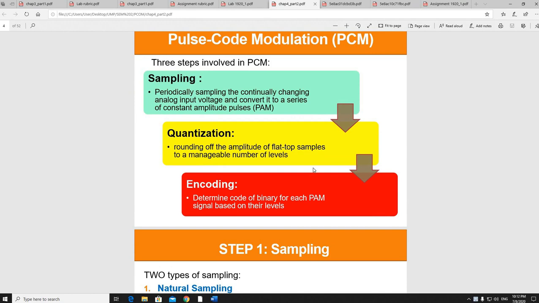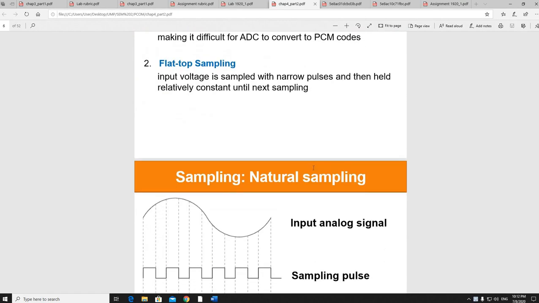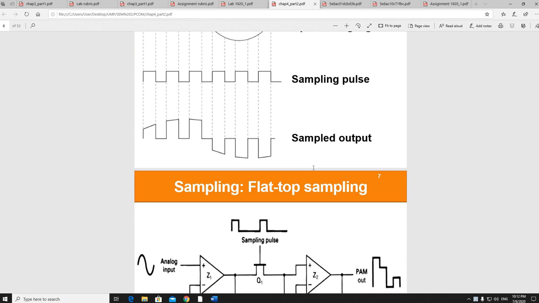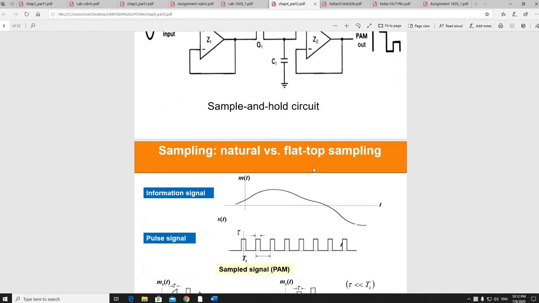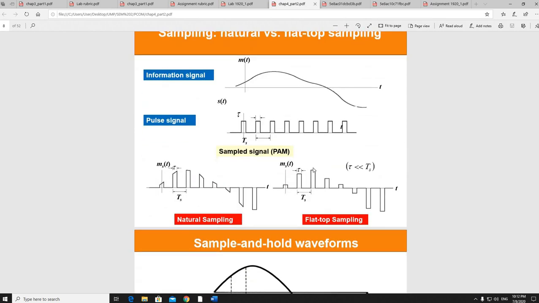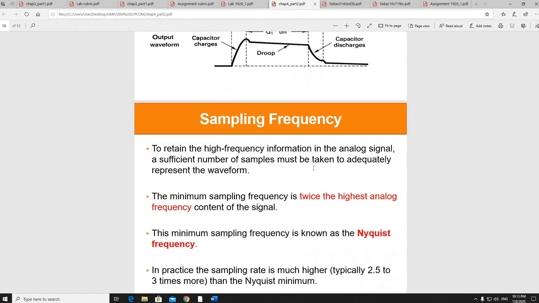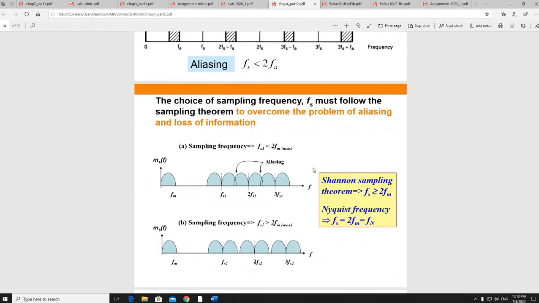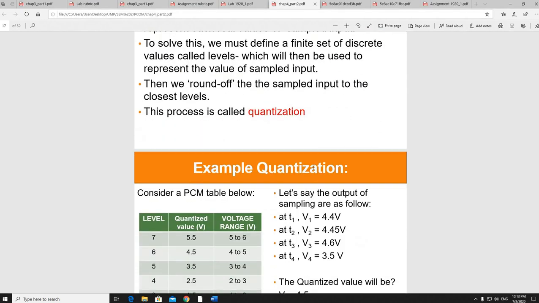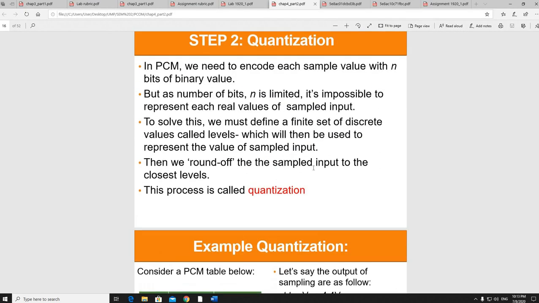What is sampling? Sampling is where you sample out the information from the information signal into the pulse signal. Next, quantizing. Quantizing is the process where we round off the sample input to the closest level.